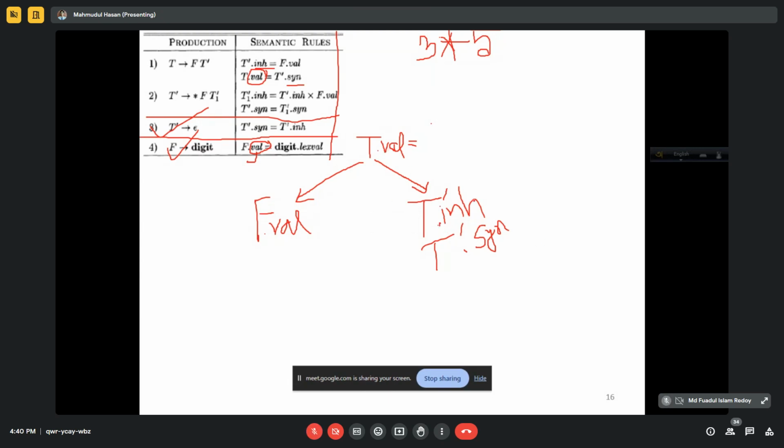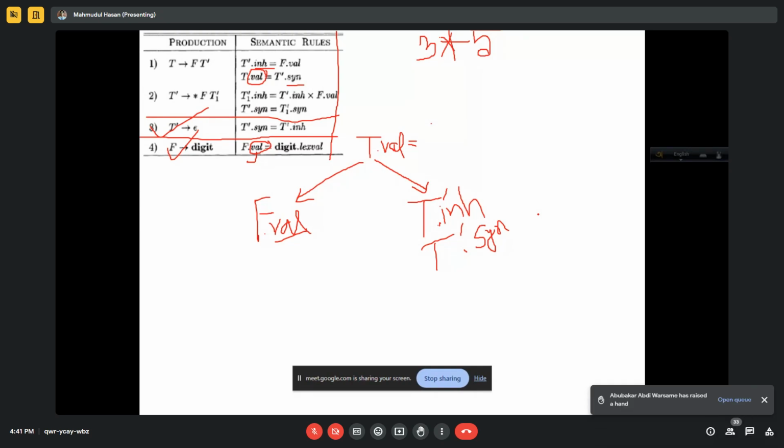So there is T to F T dash. T has only one attribute. If you analyze the semantic rules, there is only one attribute for T, that is VAL. For F, there is only one attribute, that is VAL. And for T dash, there are two attributes, INH and SYN. That's why I write both. That means you have to write all the attributes you have.